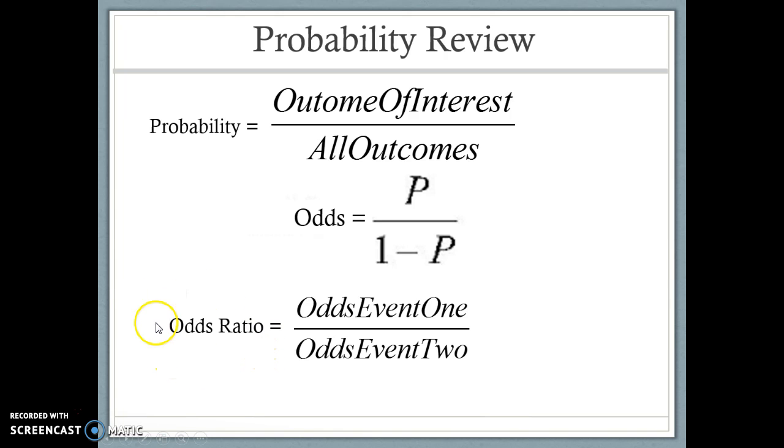And then we can get that odds ratio, which is the ratio of the odds of one event occurring over the odds of another event occurring. So what's the odds of somebody that is 20 getting the flu over the odds of somebody that is 75 getting the flu? So you can see the relative odds of two events happening. So that's some quick probability review.